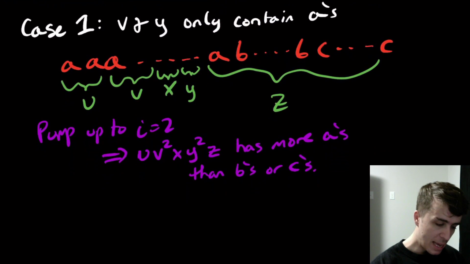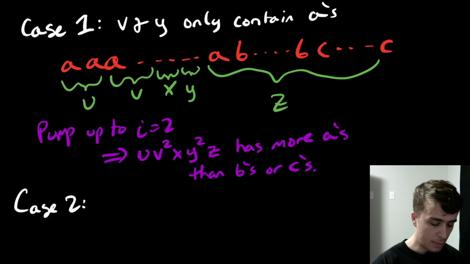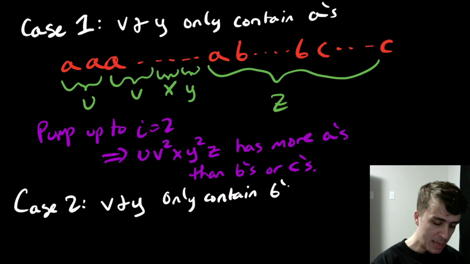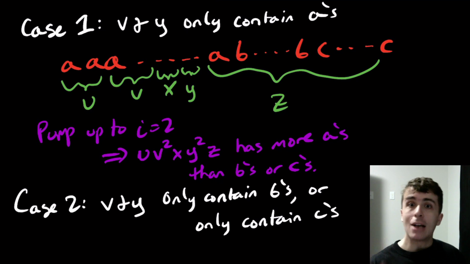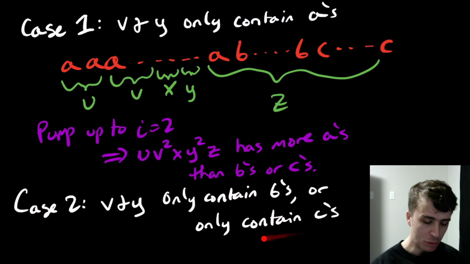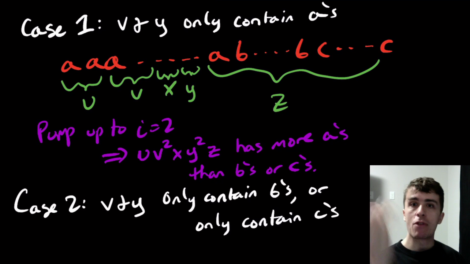All right, what if we had a different case, case 2, and this is actually multiple cases at once: v and y only contain b's or only contain c's. Well, the same logic applies. The conclusion is a little different, but the same contradiction is reached. If they're only within the b part, then by pumping up we're putting more b's into the string, and no a's or c's, so we have more b's than a's or c's. And if it was only within the c part, we're putting more c's into the string without inserting any a's or b's, and so it's not in the language anymore.